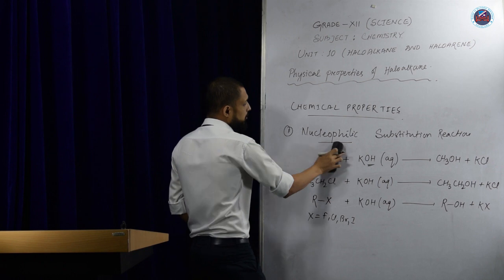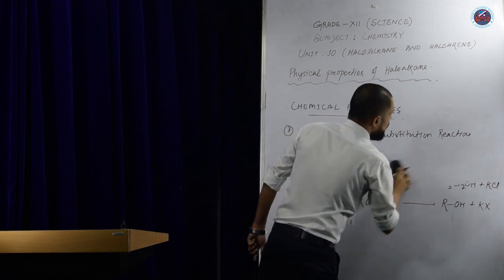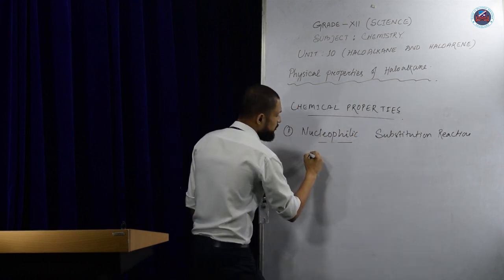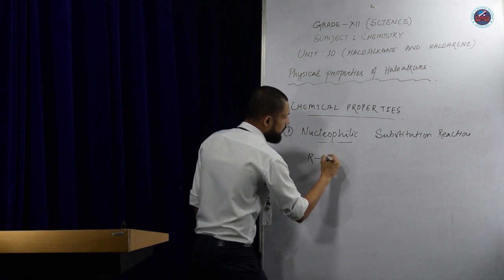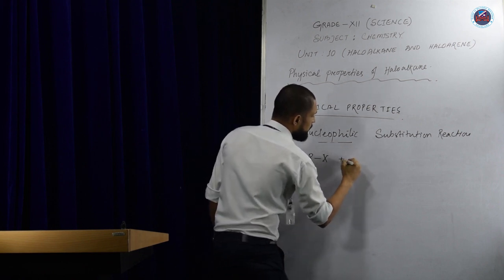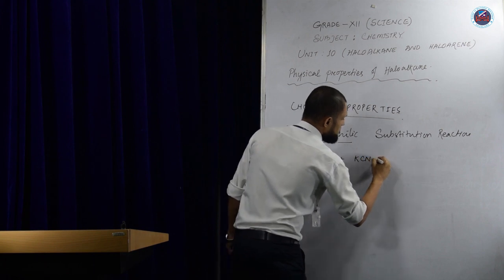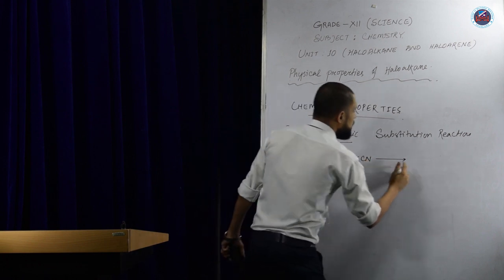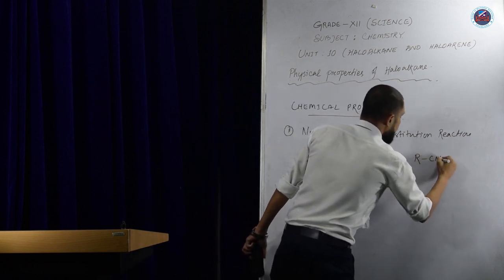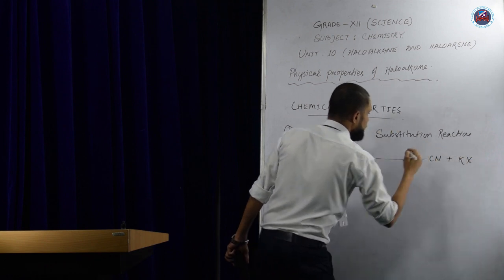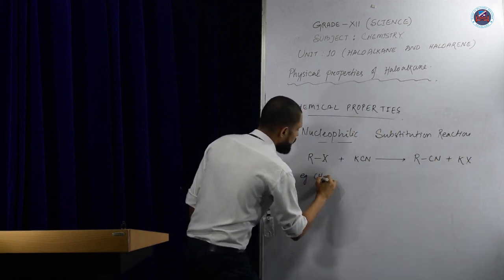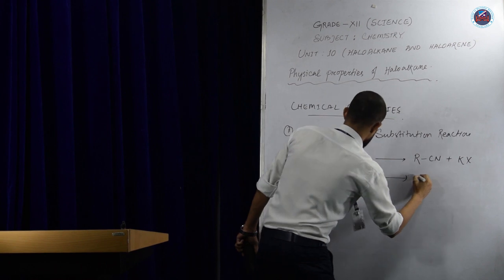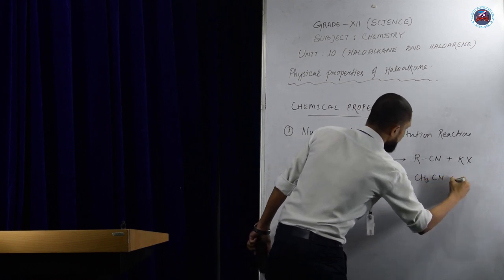Let us take another example of nucleophilic substitution reaction. Let us study the general reaction first. RX plus KCN. So when RX reacts with KCN, you will get RCN plus KX. Example, CH3Cl, if it reacts with KCN, you will get CH3CN plus KCl.